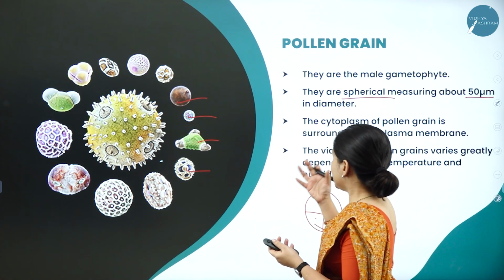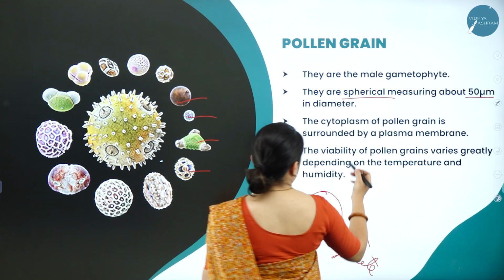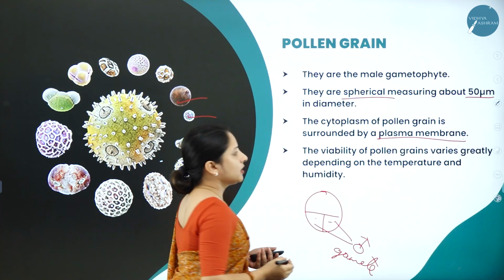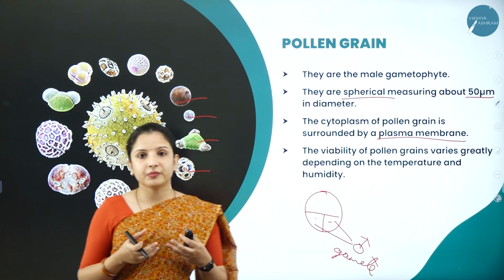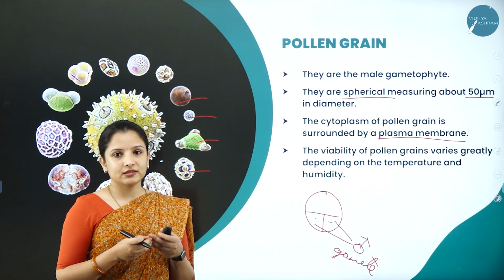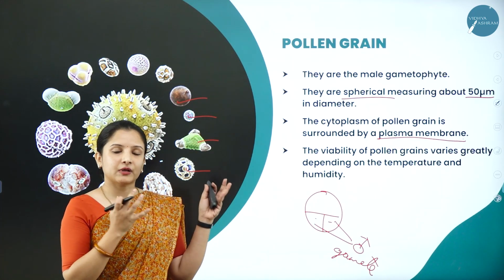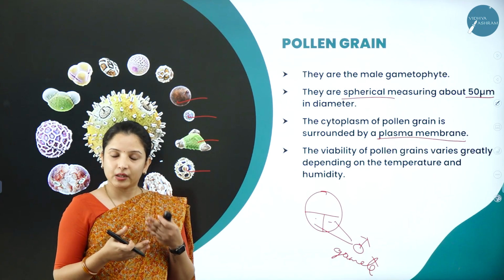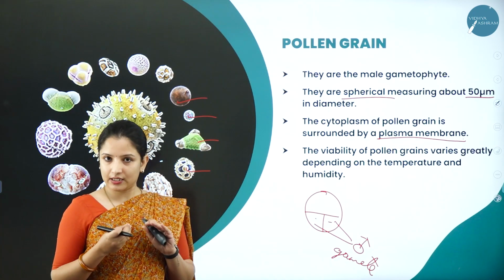And also inside these you have the nucleus being present. So the cytoplasm of the pollen grain is surrounded by a plasma membrane, and apart from that, pollen grains can be stored for years, right? You can store the pollen grains for years, and whenever that plant is extinct or something, from wherever you have stored it, you can just take the pollen grains and bring about fertilization again, and you can bring back the species of that particular flowering plant.